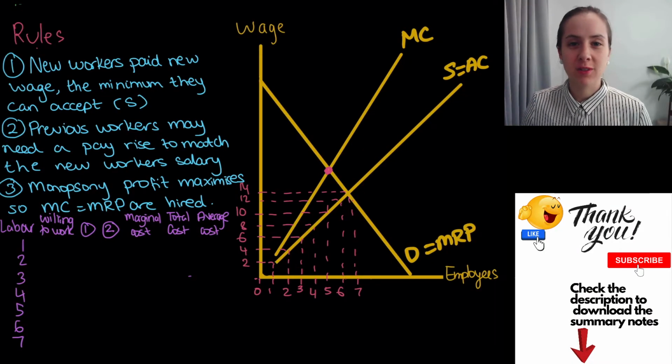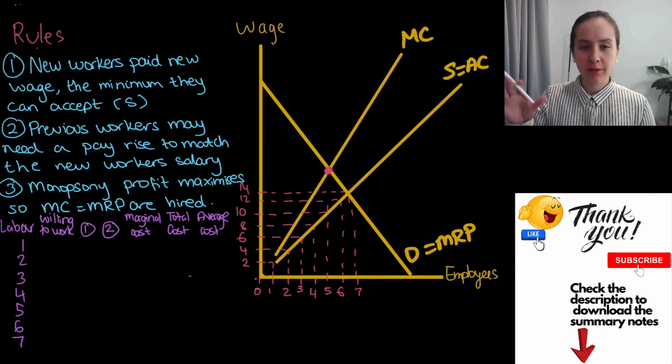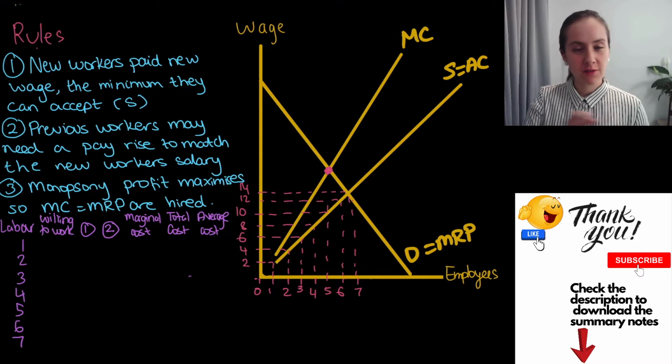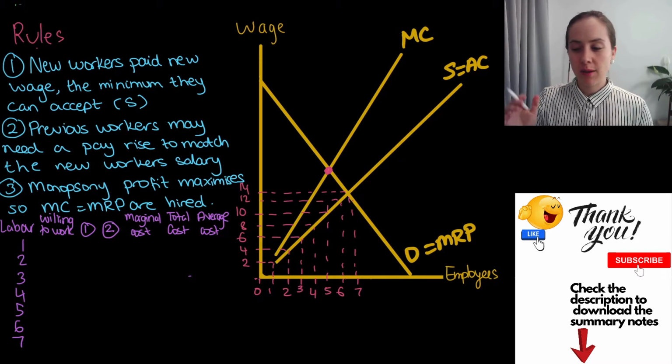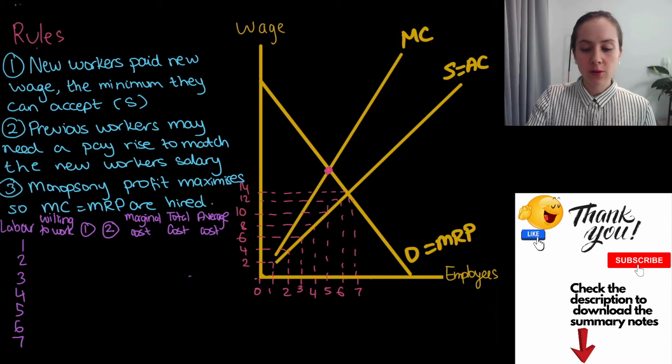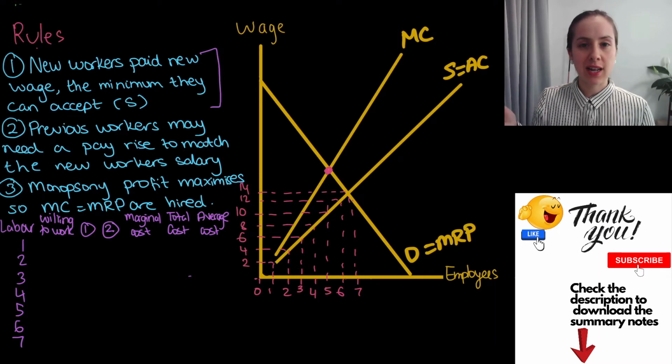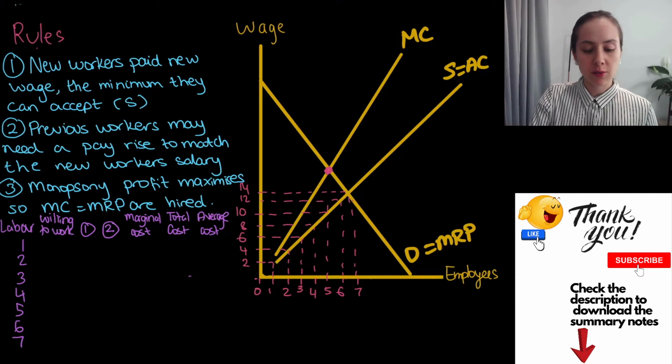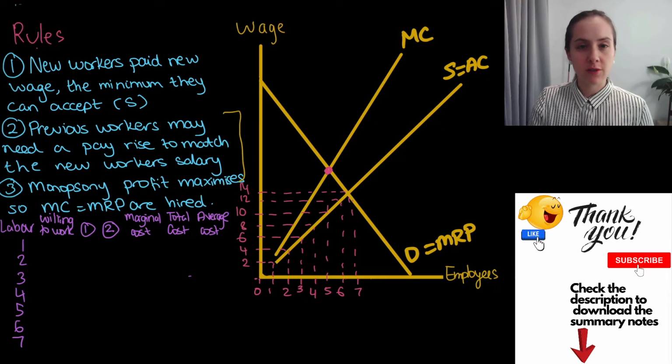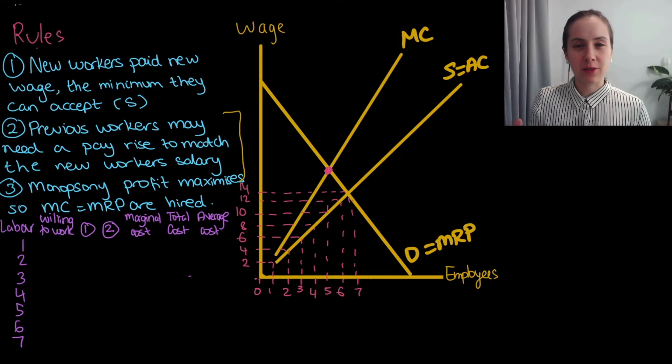Now let's go through a monopsony and learn about how a minimum wage could affect this company. Here I've got a graph, the same one you've just seen. MC is higher than the average cost, and that was because of the two rules that we have just learned. The monopsony has to pay the new workers the new salary, but they also have to pay all the previous workers the higher salary to match that new worker.